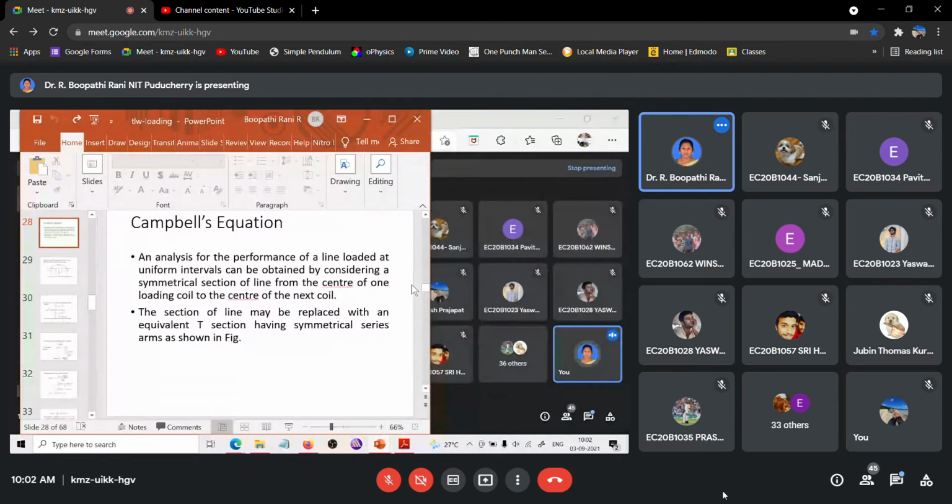Now we will see Campbell's equation. If we want to analyze the performance of the loaded line, that can easily be carried out using this equation, Campbell's equation. An analysis for the performance of a line loaded at uniform intervals can be obtained by considering a symmetrical section of a line from the center of one loading coil to the center of the next coil. The section of line may be replaced with an equivalent T section having symmetrical series arms.